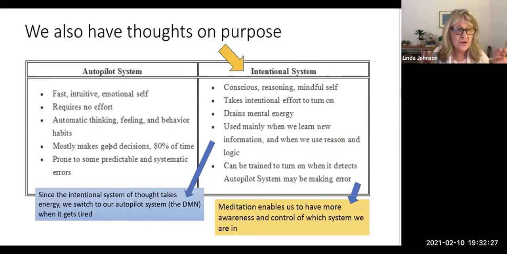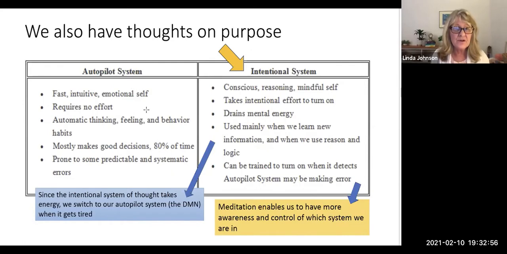A lot of the shoulds are not very self-examined, right? We haven't examined them much from our intentional system. We just pick them up from society, so it's part of the autopilot system. And then when we examine it, we think, you know what, maybe I don't need to be that way. Maybe I don't have to focus so much on being pretty. Maybe I don't have to, you know what I mean? So we can shift. Maybe that's not as important.